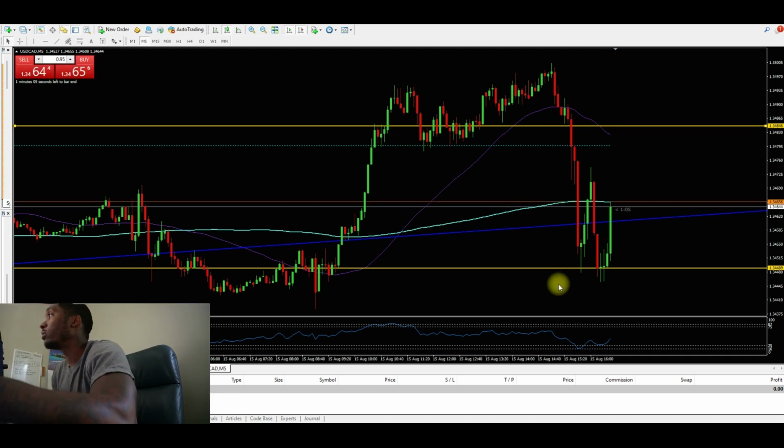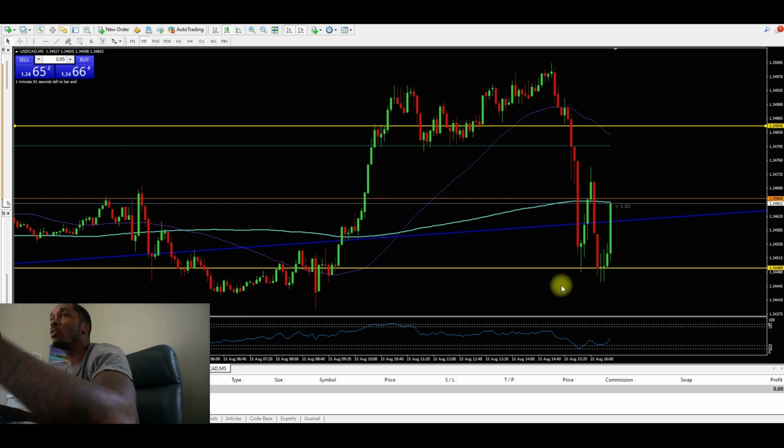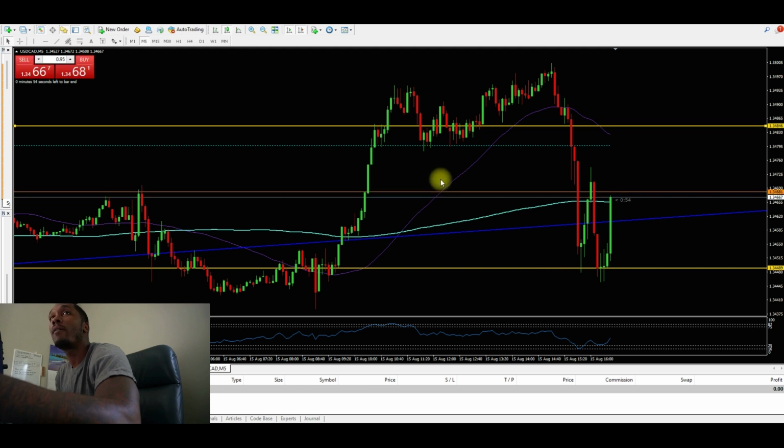This is a support and resistance line. I don't know why I'm so close to the mic. The support and resistance line. Look at it. Goodness gracious. Still going up, man. Still shooting up. But that's it for this video. Support and resistance. Let's get it.